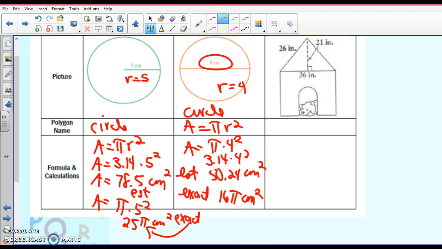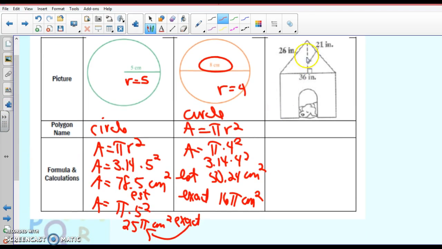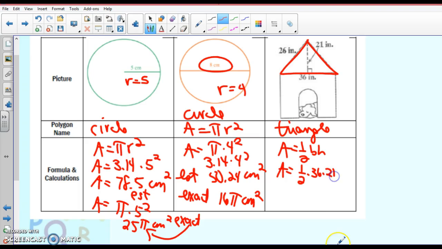Okay, last example. They want you to find the area of the top of this doghouse. Well, that's a triangle. So I look on my formula sheet, triangle is 1/2 base times height. And again, you must look on your formula sheet and figure out the base and the height meet each other at a right angle. So it's 1/2 times 36 times 21. And you end up with the area of that top of the doghouse is 378 square inches.